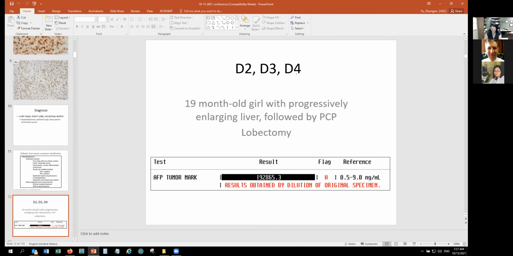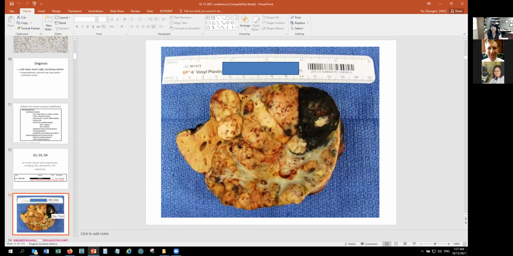D2, D3, D4 slides come from the same patient. It's a young patient, 19 months old, with a liver mass. At the time of diagnosis, serum AFP marker is very high. Again, we have to get this number by dilution, it's very high. This patient had upfront resection.